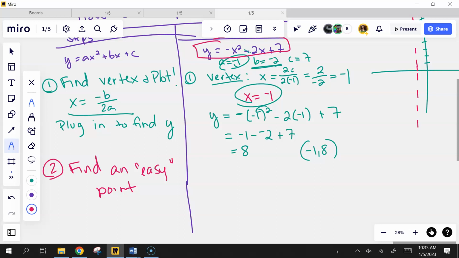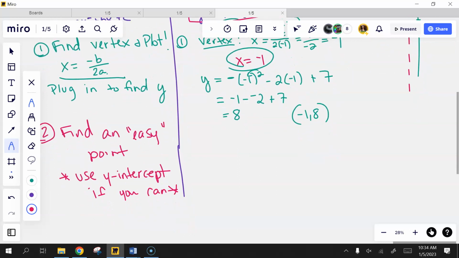My advice to you on an easy point: use the y-intercept. Notice I said if you can. Sometimes you can't, and I'll do an example next where you can't use the y-intercept. If the vertex is your y-intercept, you can't use the y-intercept. If your y-intercept is 150, you don't want to count up 150, right? That wouldn't be a very good easy point to use. So I would use the y-intercept if I could, and I would let that be my easy point. But we'll do one in just a minute where you can't use that.